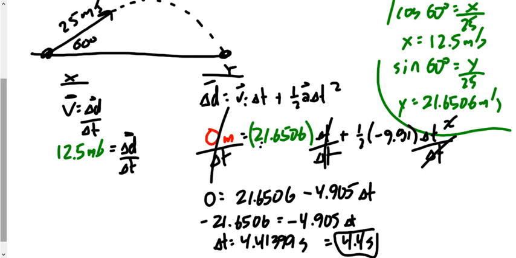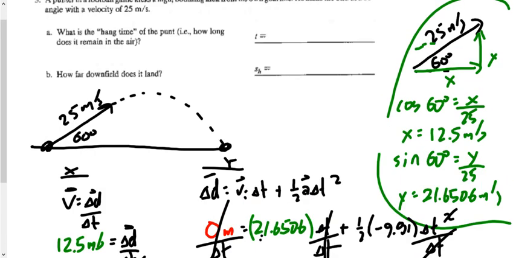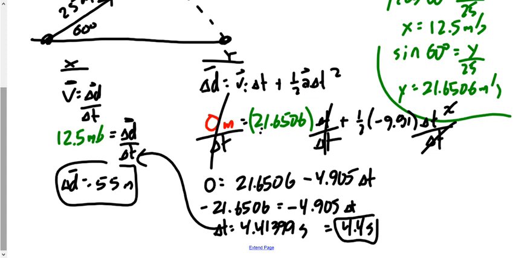But since we're going to use that to find out how far downfield the ball ends up going, we want to also keep the unrounded number. Take this number, sub it in here, 12.5 times 4.41399, which is exactly what I got to do. That gives me 55.17, or we'll say 55 meters. So the hang time, the time that the ball stays in the air, is 4.4 seconds.